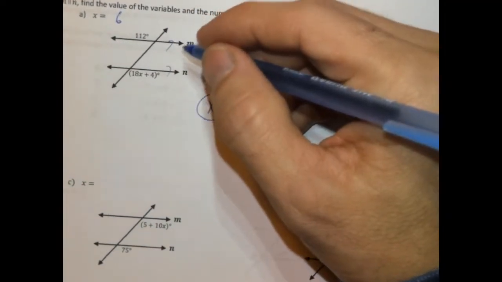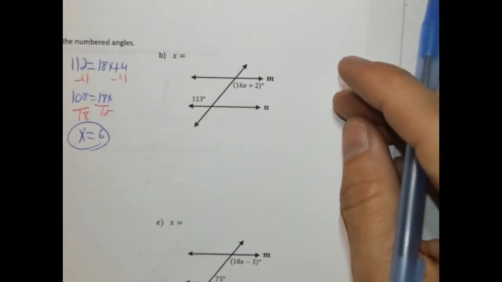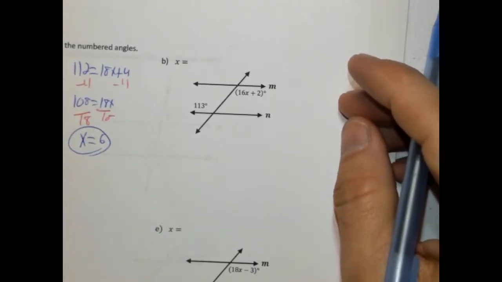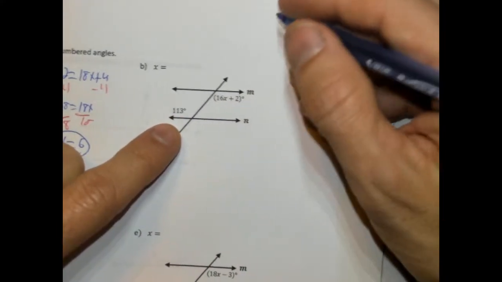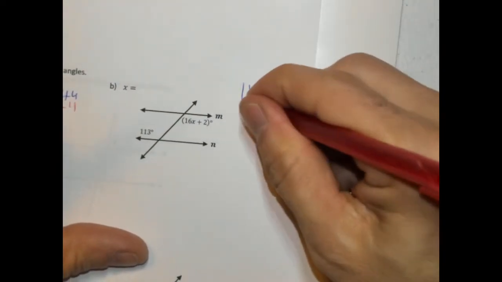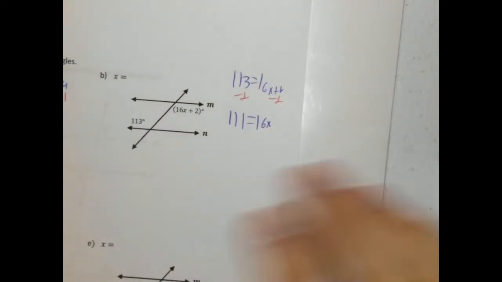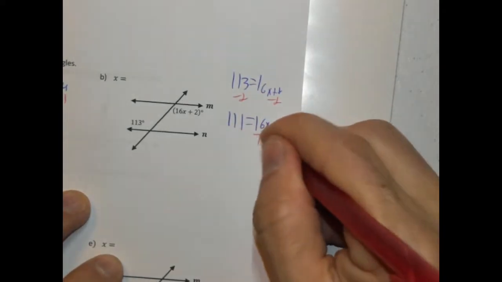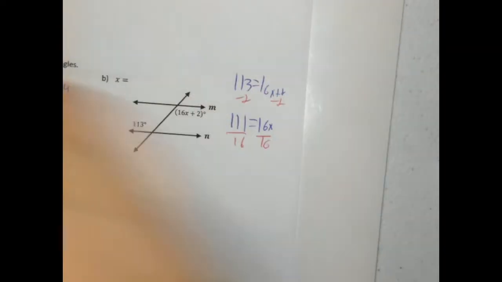I'm assuming that's all we have to do for that one. Over here, these are alternate interior, so they're going to be congruent as well. So 113 equals 16x plus 2. Subtract 2 from both sides. So we have 111 equals 16x. Divide both sides by our coefficient, which is 16. So 111 divided by 16.